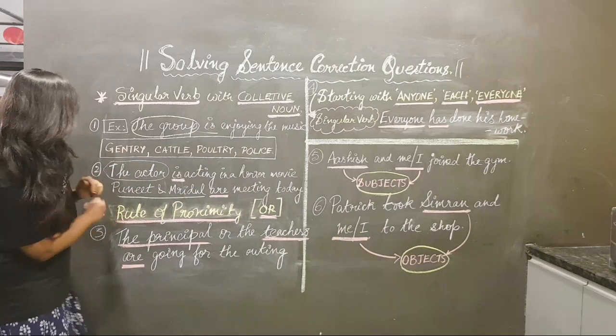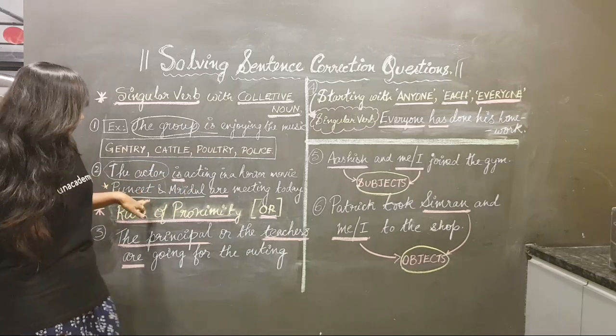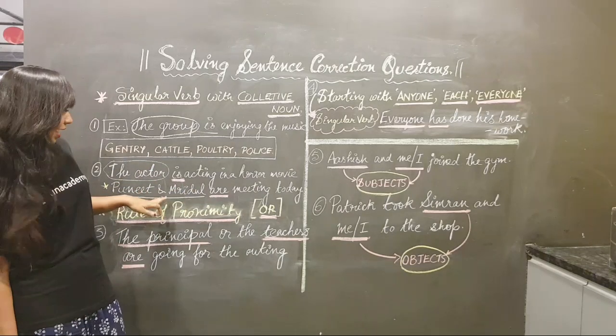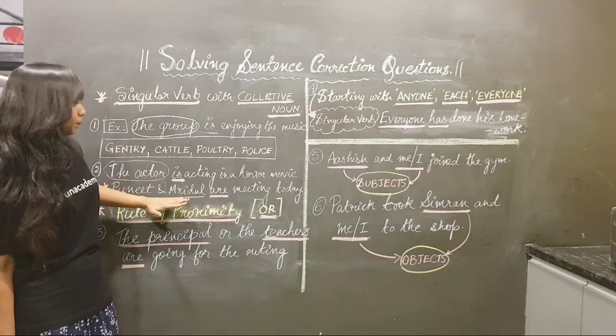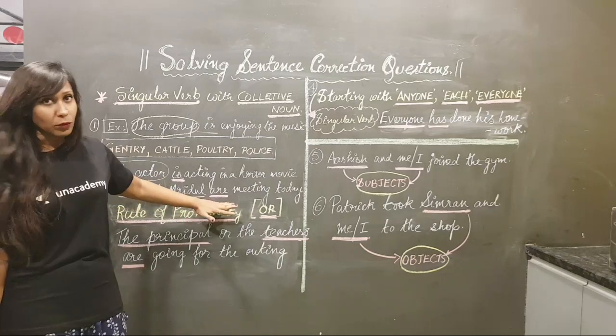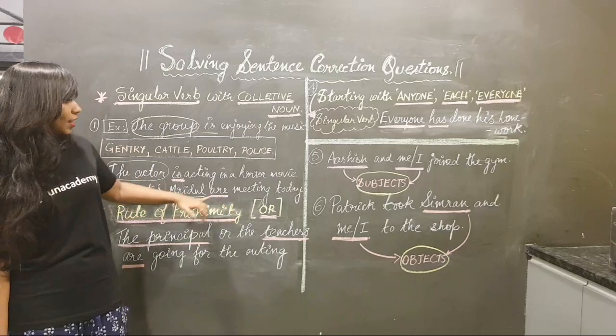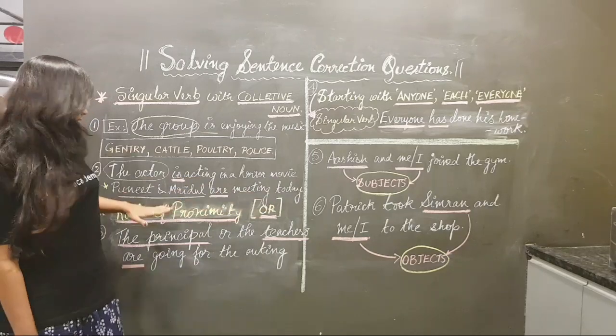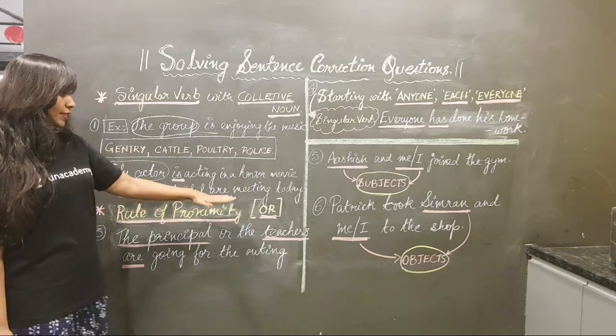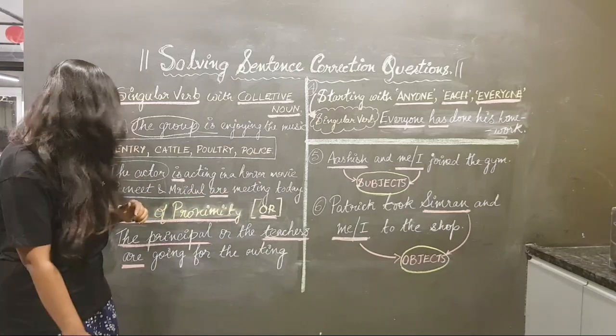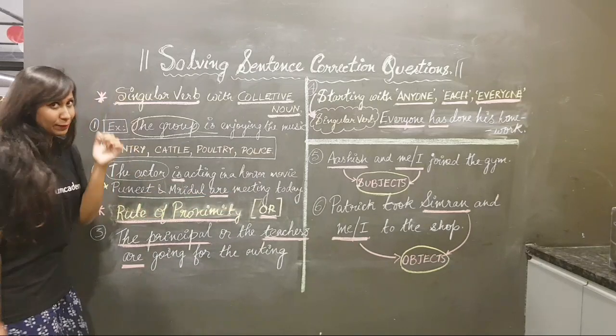Whereas, we'll take one more example over here, where we have two different subjects joined by and together in this sentence. So it's a plural subject and it will take a plural verb over here. So Puneet and Mridul are meeting today. So since it's a plural subject, it has taken a plural verb. Alright? Now coming to the next one.